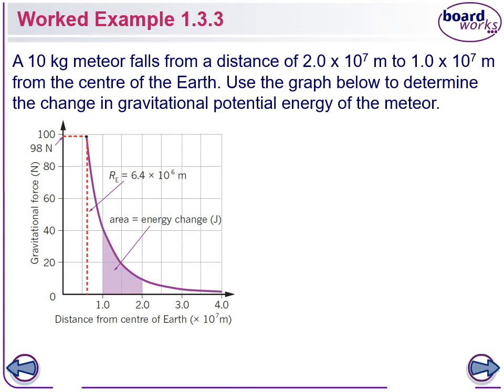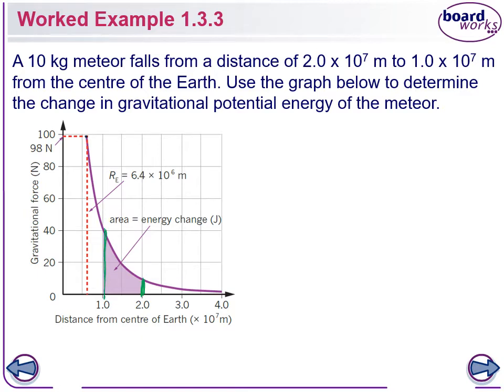A 10 kilogram meteor falls from a distance of 2 times 10 to the 7 to 1 times 10 to the 7 meters from the center of the Earth. Use the graph below to determine the change in gravitational potential energy of the meteor. All right, so we are falling from 2 times 10 to the 7, so there. Let's use green. So from there to 1 times 10 to the 7, to there.